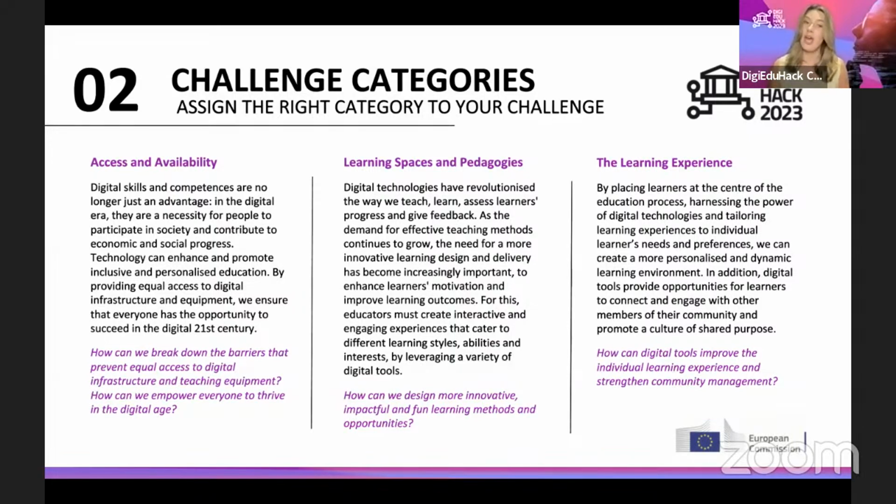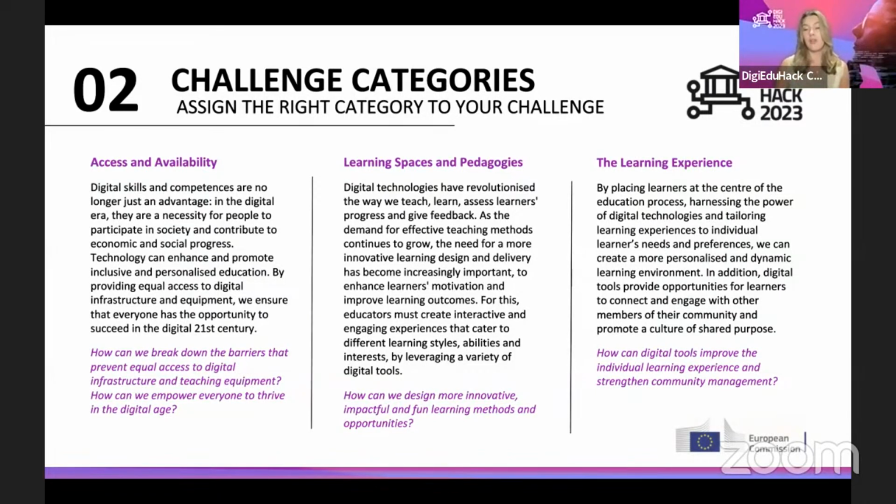The second challenge category is learning spaces and pedagogies. And here we can focus on how we can design more innovative, impactful, and fun learning methods and opportunities. So taking it a step further from the first category, since again, we want everyone to be a part of the future of education and the future of digital education. So what kind of tools, what kind of apps or programs or platforms could be designed to make learning fun, innovative, but also better and improved and so on.